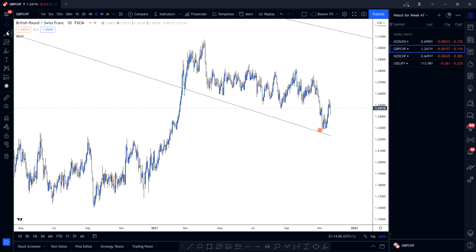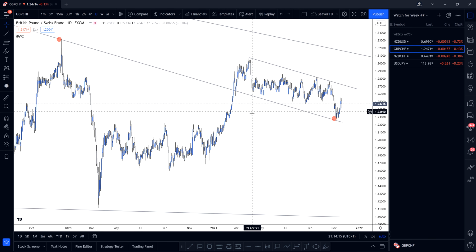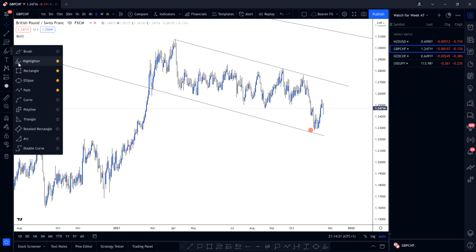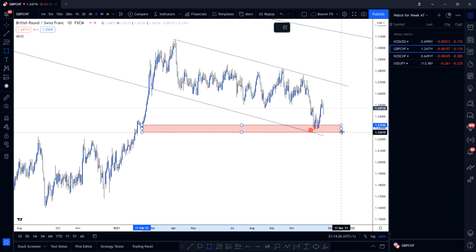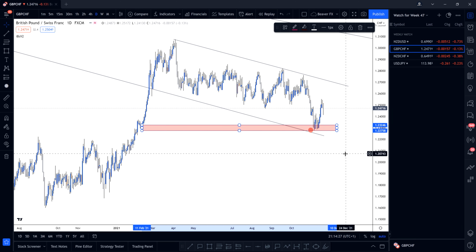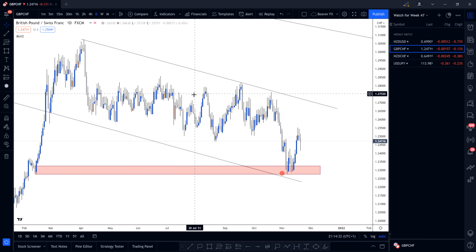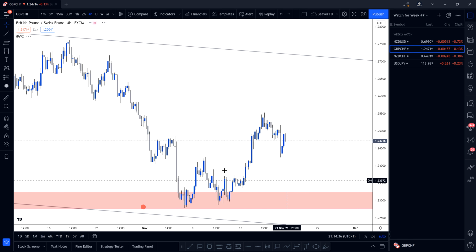So here also we have this descending channel, something very small here. As you can see, there's a zone here. There is a demand zone here, and that's probably what was expected. This demand zone here was what was expected, and it really pushed up. So at the moment, let's go to the 4-hour time frame.